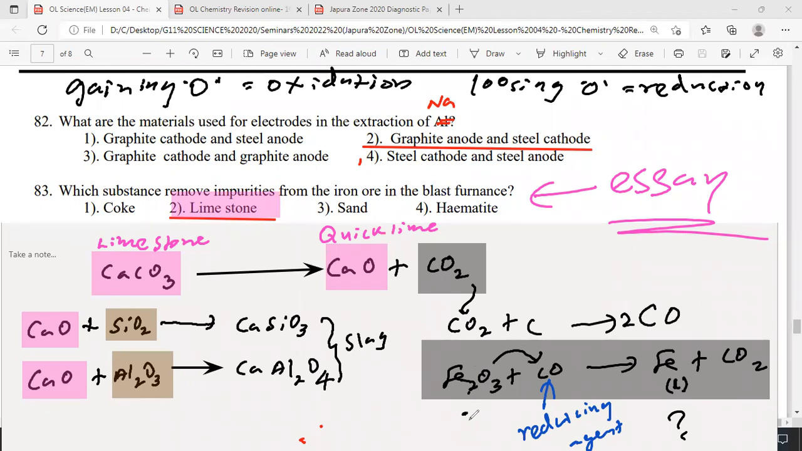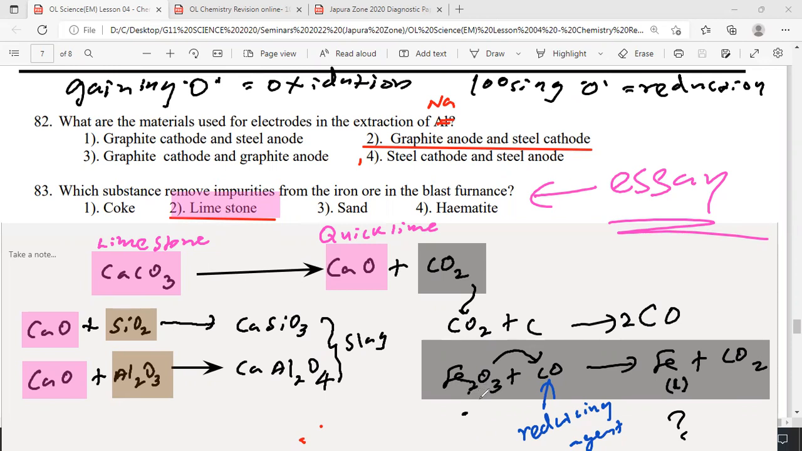Therefore, actually, hematite acts as an oxidizing agent. Hematite makes the carbon monoxide oxidize. So here, look, carbon monoxide combines with oxygen and becomes carbon dioxide. Carbon monoxide oxidizes because it combines with oxygen, but indirectly it is the agent which makes the other one reduce. That's why we call it a reducing agent.